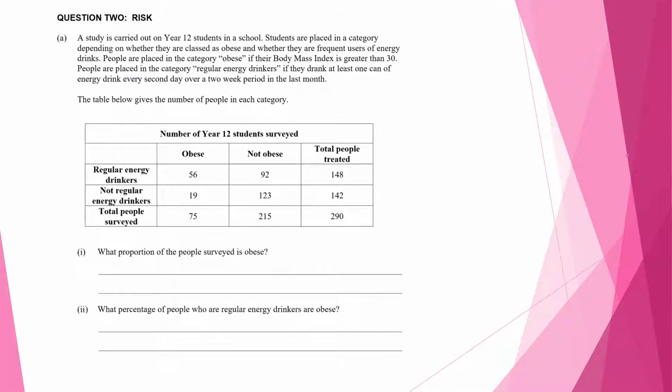So what proportion of people surveyed is obese? We're looking at the information in the table above, and we're answering the questions for each situation from the table. So the proportion of people, proportion is just looking at probability. A proportion is a fraction, a decimal, or a percentage, and probability can be expressed as a fraction, a decimal, or a percentage. So you'll often find different words for probability meaning the same thing.